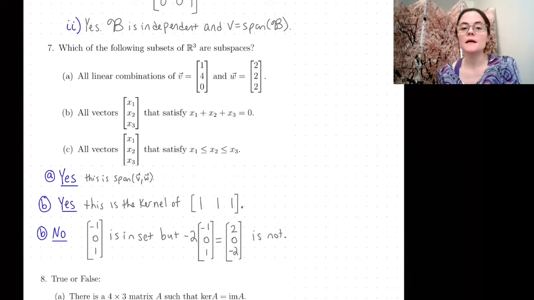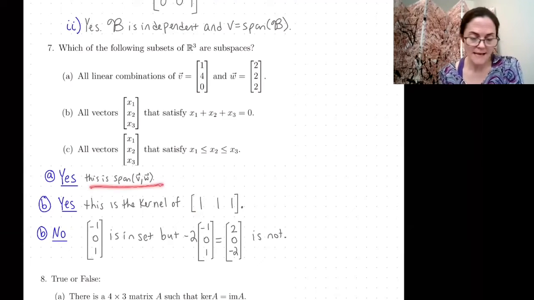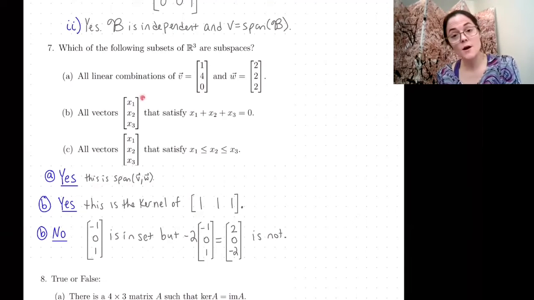Well, the first one clearly is all linear combinations of two vectors. You're taking the span of two vectors, and everything that's the span of some collection of vectors is a subspace, okay? In fact, these two vectors we see are linearly independent, so this vector and this vector form a basis for the subspace they span. But we're not asked all of that. Yes, it's a subspace. Now this one, all vectors in R3 that satisfy, you add up the coordinates and you get 0. This is a subspace.